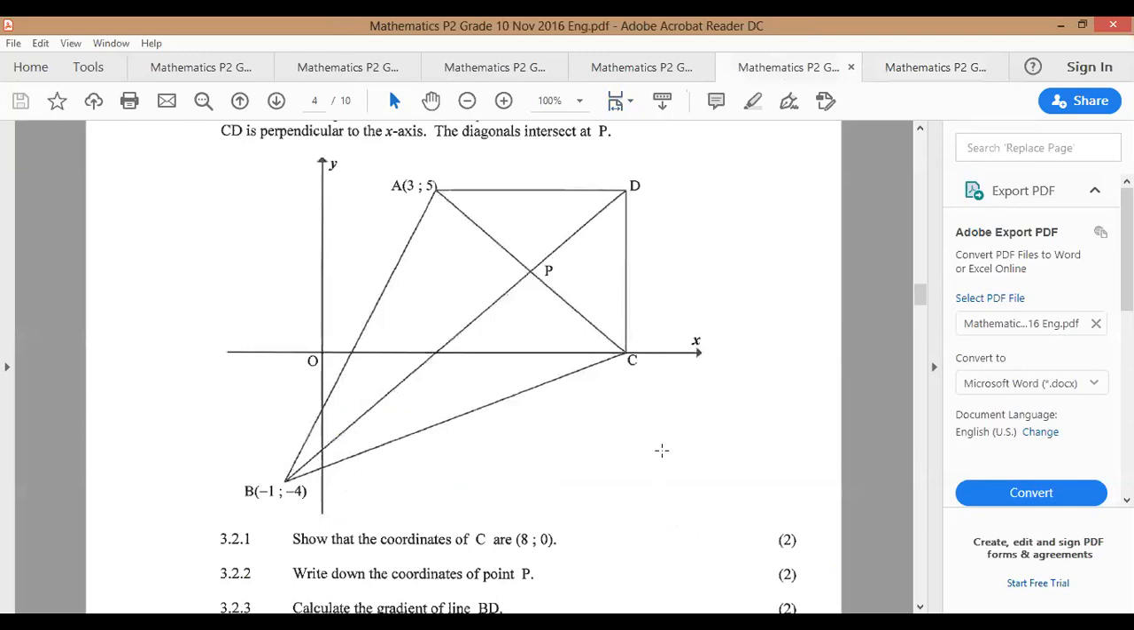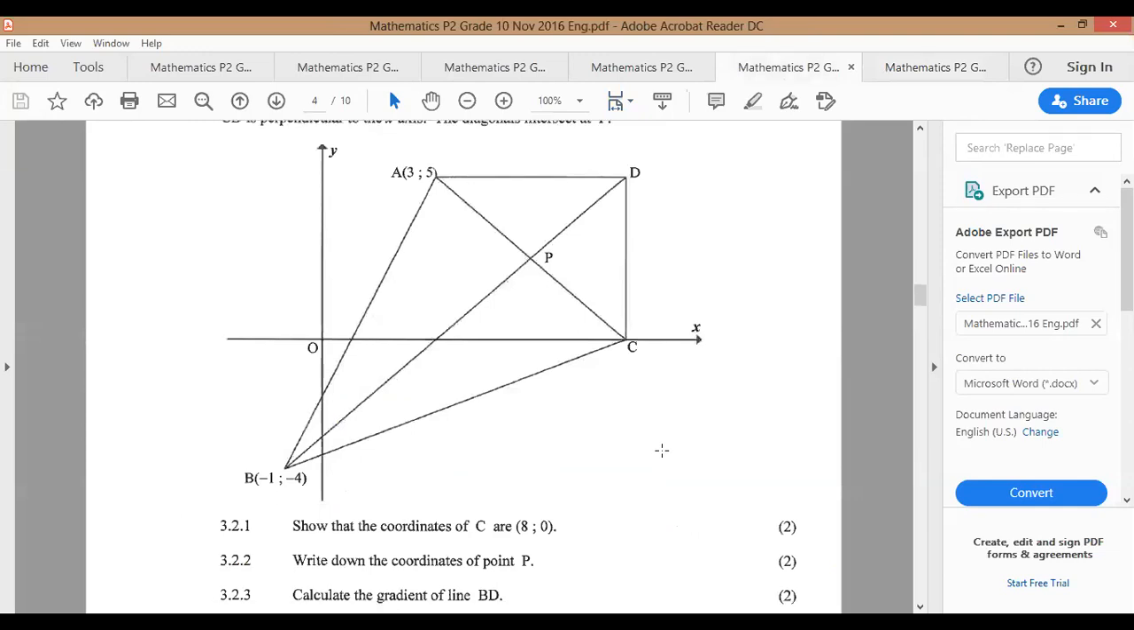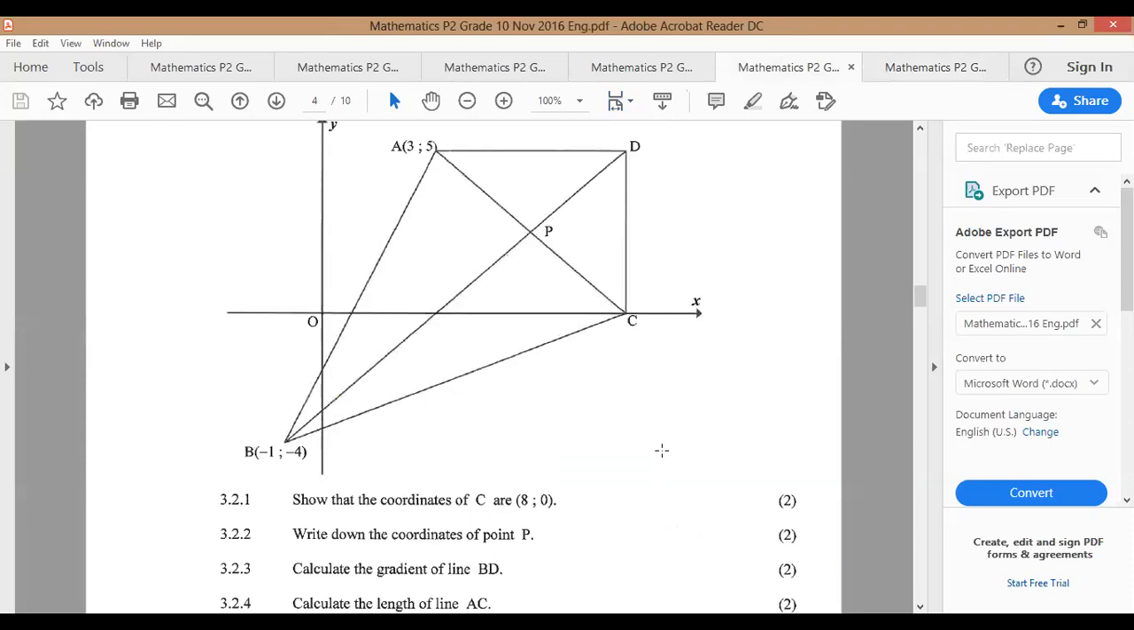I love analytical geometry, guys. It's one of the chapters that I love in maths a lot. It just makes so much sense, you know.